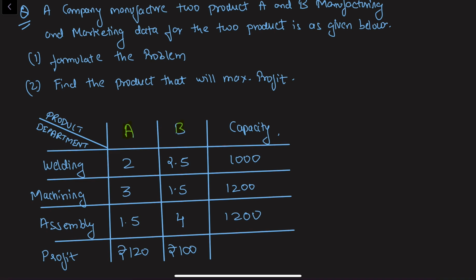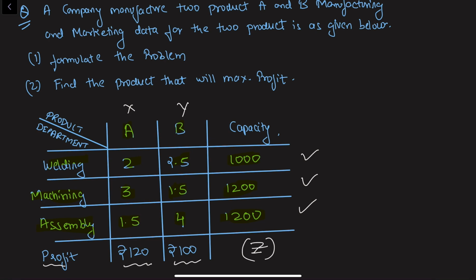Now, the department for welding has A as 2.5, and the capacity is 1000. Similarly, for machining, you have 3 and 1.5, and the capacity is 1200. Similarly, for assembly, you have A as 1.5, B as 4, and the capacity is 200. So these are my three constraints, and my profit is 120 for A and 100 for B, and this is nothing but my objective function. We have two variables, x and y. So I have identified all three things and followed the first step as of now.